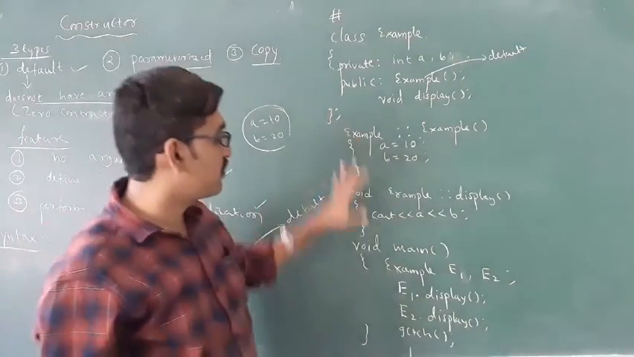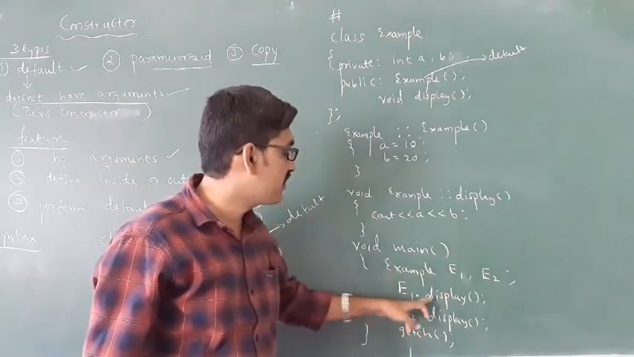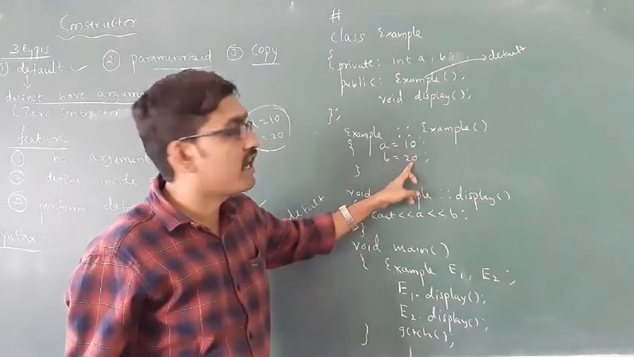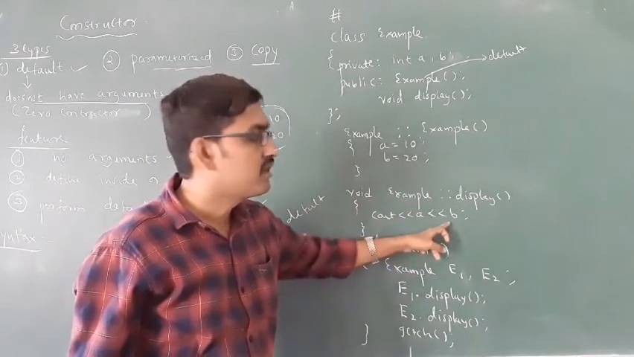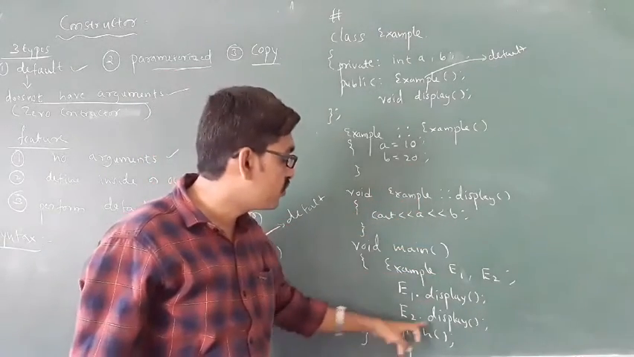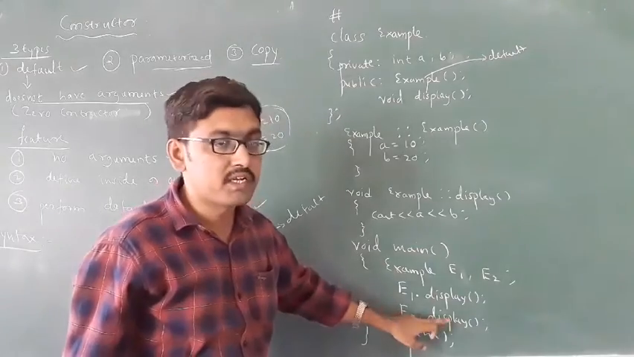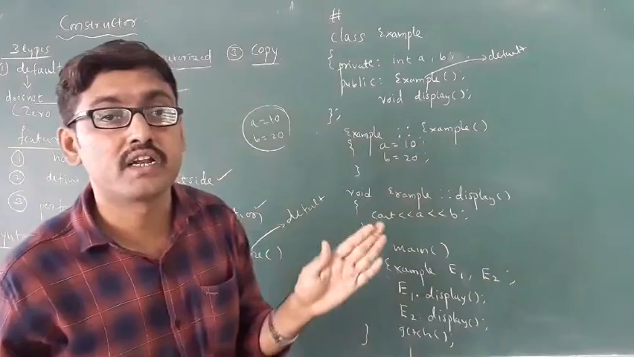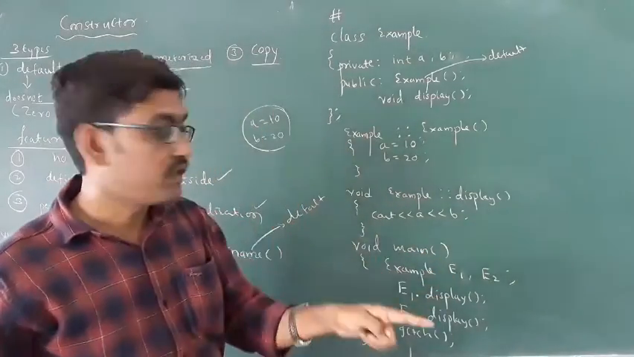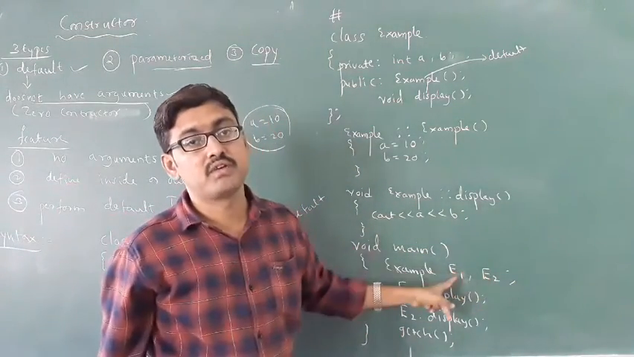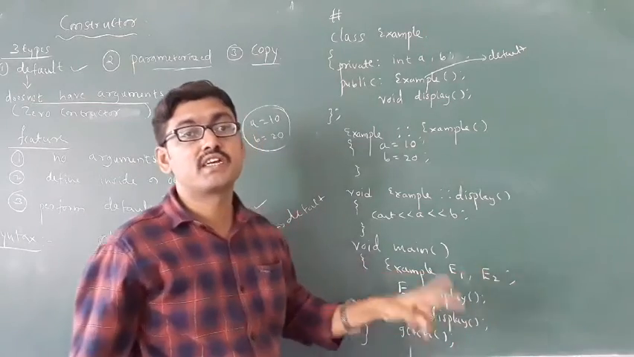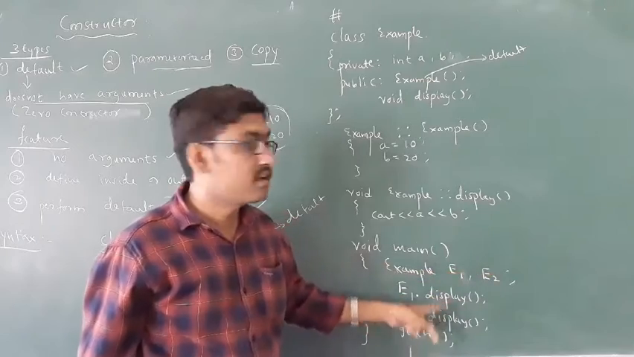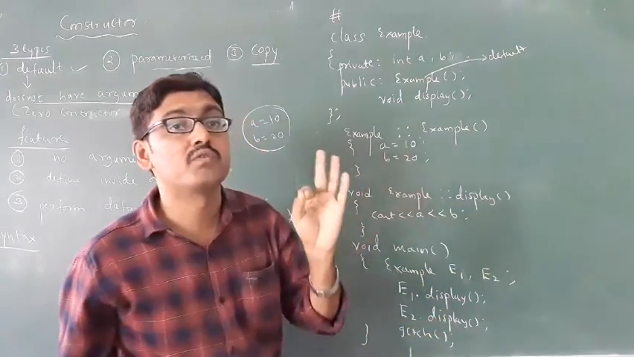If you run this program, first you get E1 dot display, it goes to display. Then what are the values you have? 10, 20 will be displayed. Then when you go to E2 dot display, it goes to display. Then again you are getting 10 and 20. By using different objects, you cannot get different values. By using different objects, you are getting the same values.